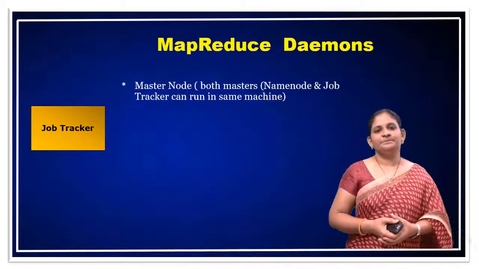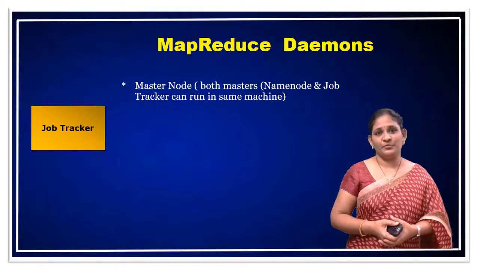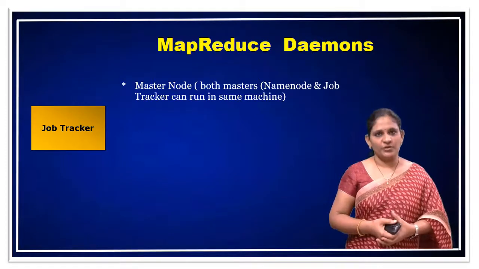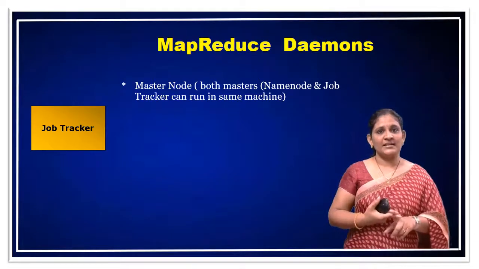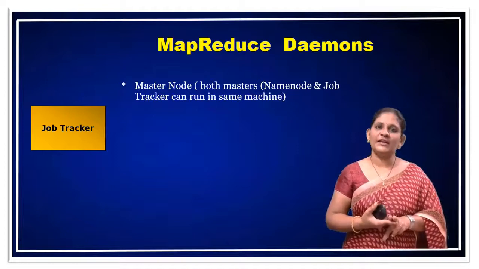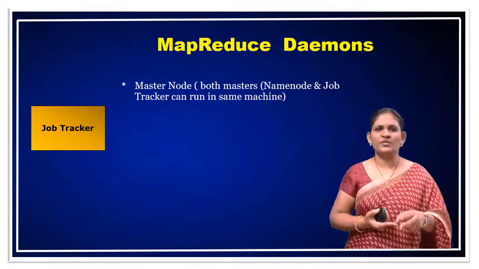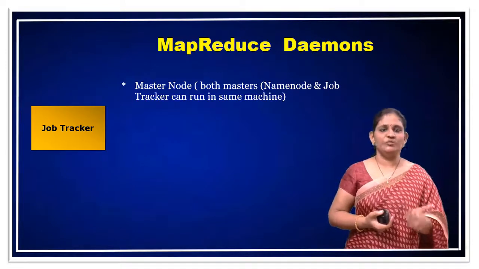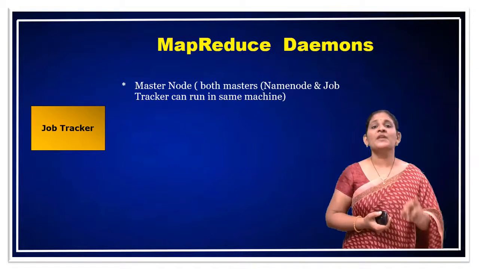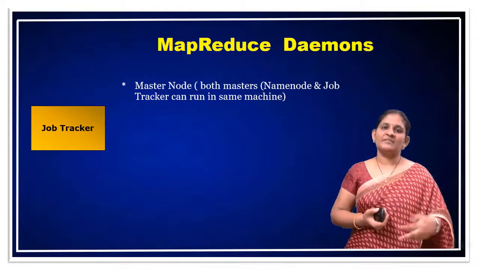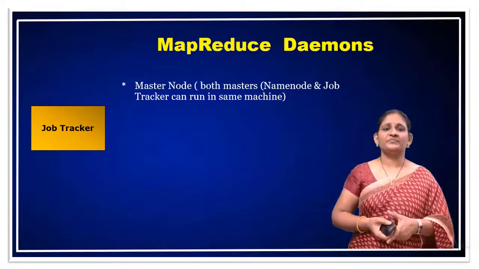Job tracker is a master. The job tracker program is a master program, meaning it runs in the master node. Already one master is running in the master node. Who is that? The NameNode. In the same machine, we usually run the job tracker also. NameNode and job tracker will be running in the master machine. NameNode is a master for HDFS. Job tracker is a master for MapReduce.